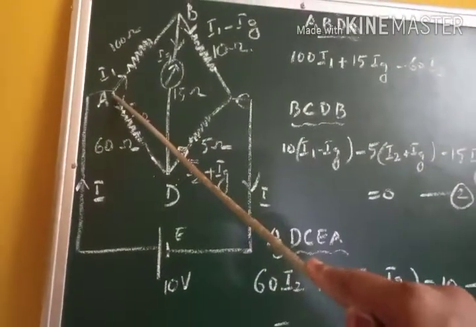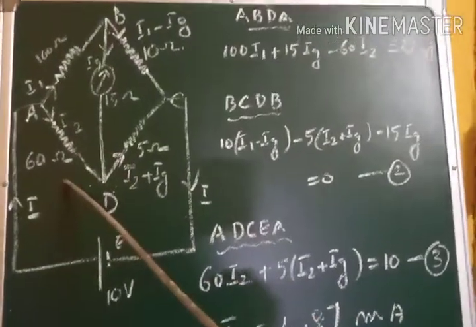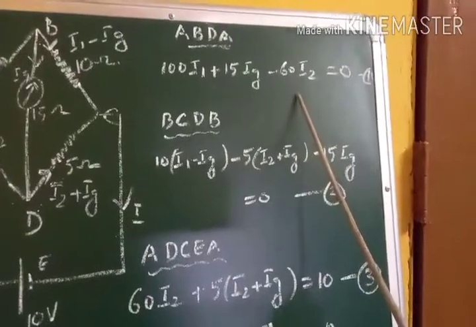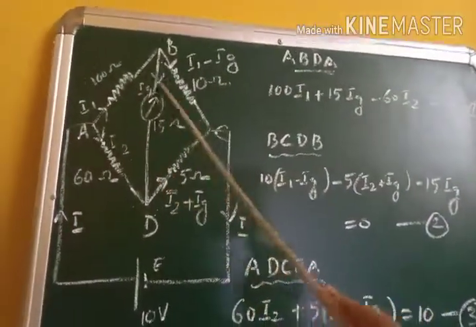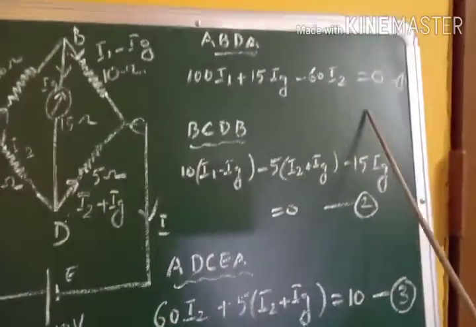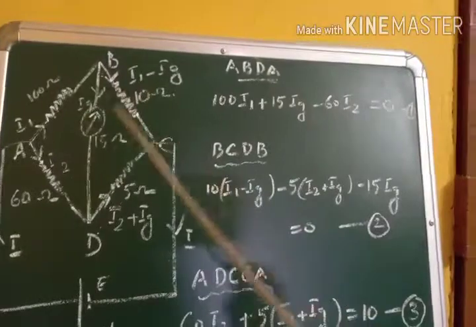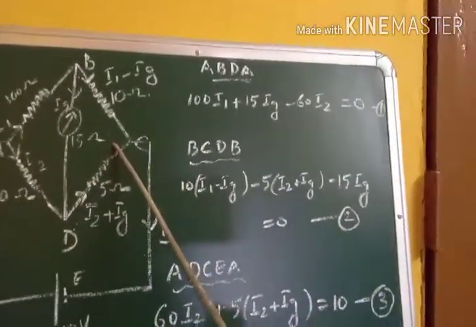Now this direction of traversal is in this way through this 60 ohm resistor. But see the direction, I2 is coming in the opposite direction. So the potential difference across it is negative. So I have written minus 60 into I2, which is equal to 0 because in this branch no battery is connected. So we got one equation. Now we have 3 unknowns: I1 is there, I2 is there, Ig is there. So minimum 3 equations we need.